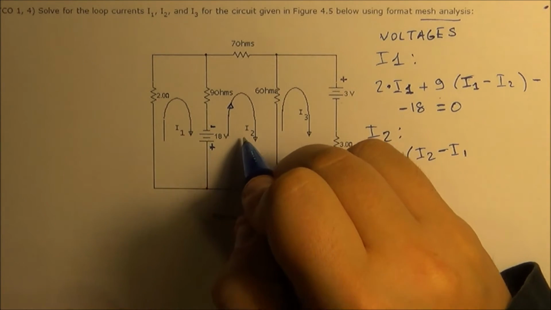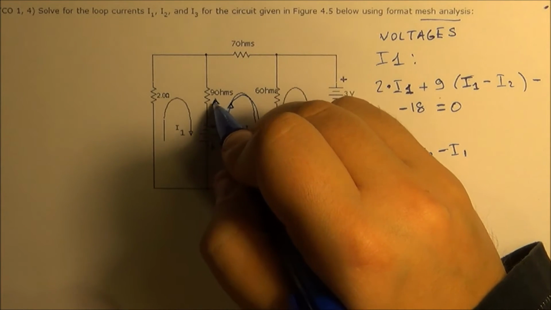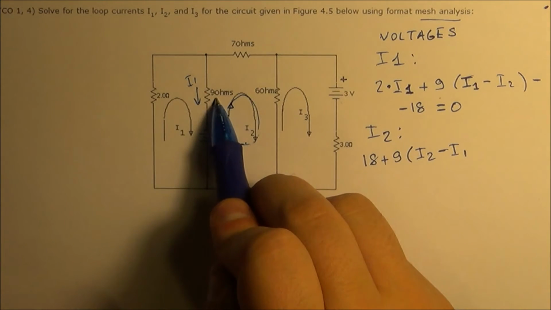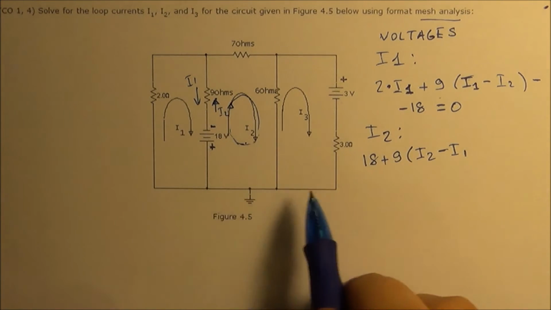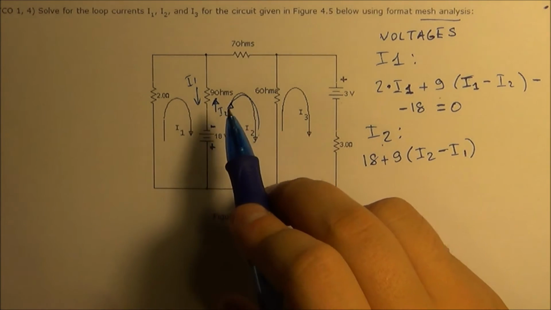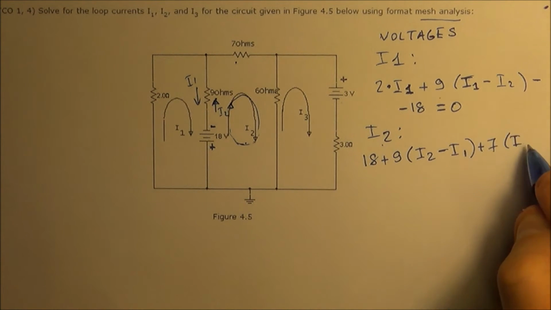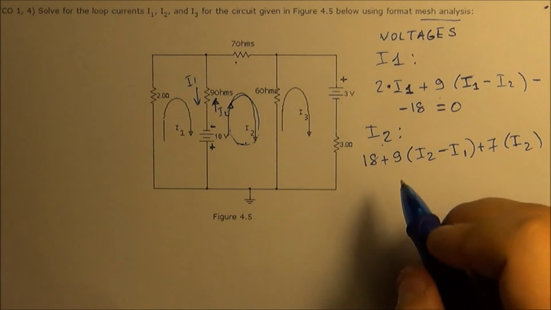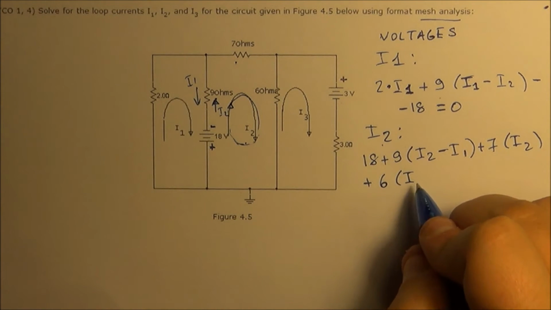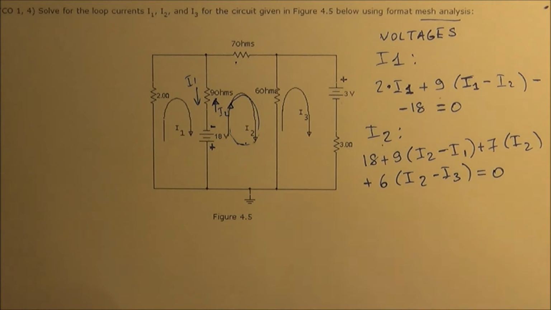Once again, I1 is going in the clockwise direction, as you can see. So this is how you travel through I2, and I1 is going the opposite way through this resistance. Since you're doing your equation in terms of I2, you're going to do I2 minus I1, followed by the 7 ohm resistor, so plus 7, and here you only have I2, so I2. And finally the 6 ohm resistor, so plus 6, and here you have, in a similar fashion, I2 minus I3. And all of this is equal to 0.